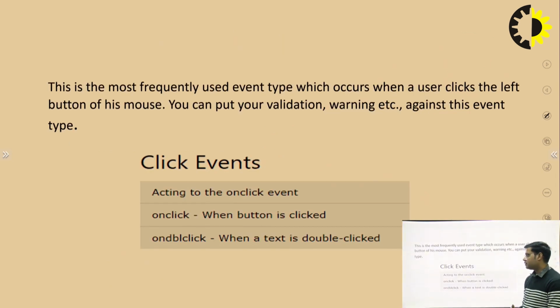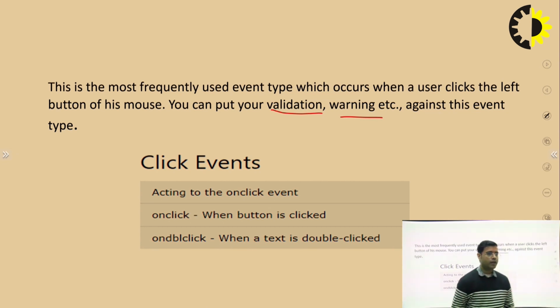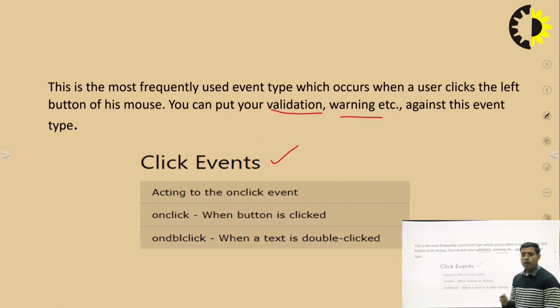Now let us take some classification of different types of events. This is the most frequently used event type, which occurs when a user clicks the left button of his mouse. You can put your validation warning against the event type. So through the click event, there are certain validations or warnings you can perform. For an example, like here, click event. So onclick is an event.